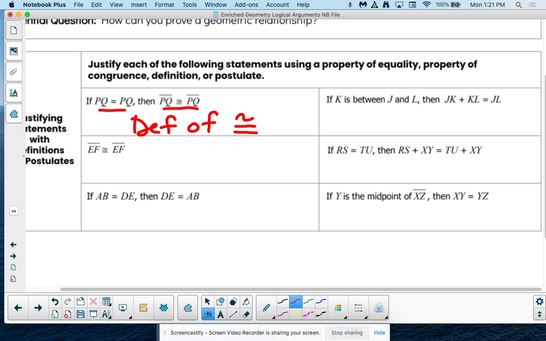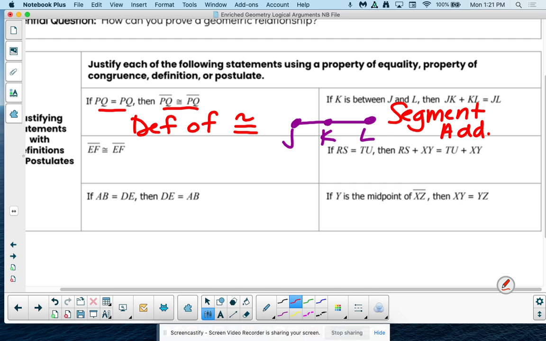You guys want to work across or go down? Across. If K is between J and L, then JK plus KL equals JL. Refer to midpoint or segment addition. Maybe draw a picture. Right? JKL. What do you guys think? Definition of midpoint. Does it say it's the midpoint though? Postulate. Yeah, this one's segment addition. We aren't told it's the midpoint. Segment addition.